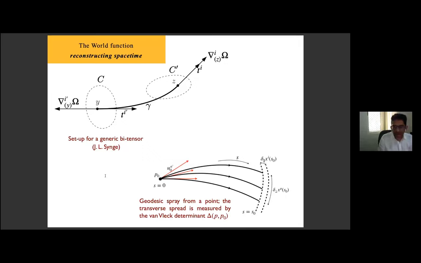Okay. So the transverse spread of geodesics is measured by what is called the Van Vleck determinant. I'll give an expression for this quantity in the next few slides. And these are the two objects which will turn out to be most relevant.